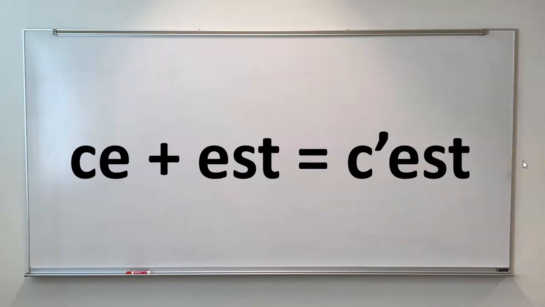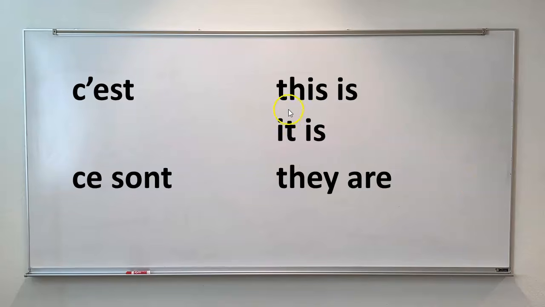Now, ce is often used with a form of the verb être, which is the third person form which goes with he or she, the il or elle form. And this contracts to c'est. You'll never see ce and a together without the contraction and the apostrophe here. So c'est, and I'm sure you've heard the expression c'est, c'est, c'est. What does c'est mean? Well, c'est means either this is or it is.